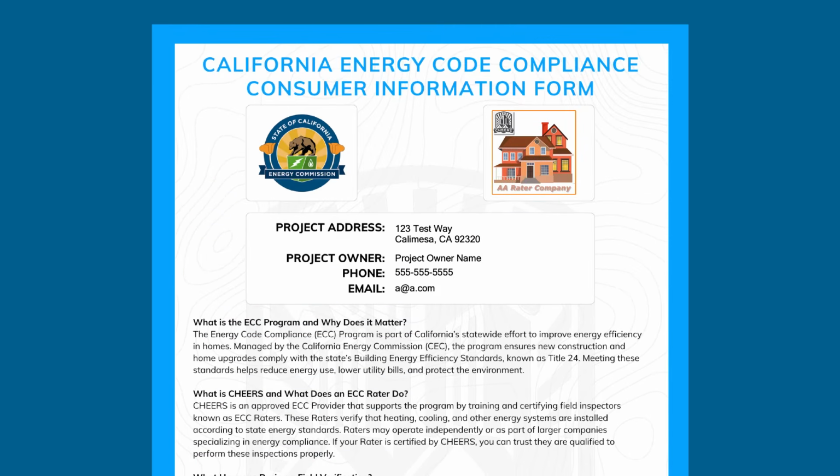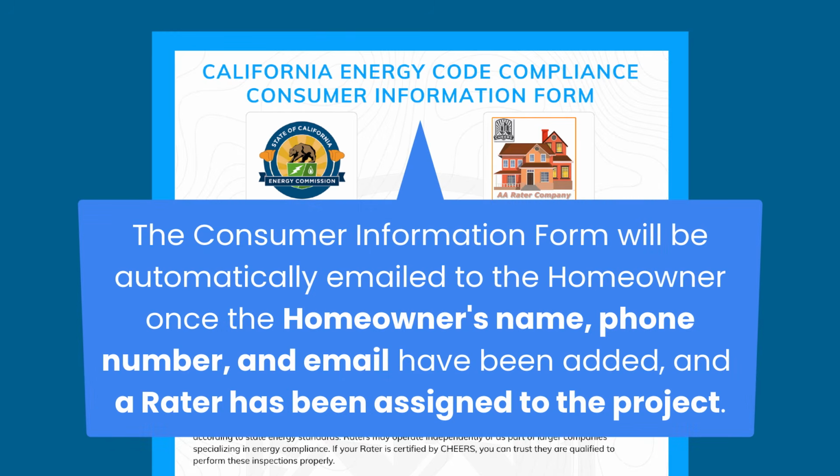A note that raters should be aware of about this document: the Consumer Information Form will be automatically emailed to the homeowner once the four required pieces of information have been collected and entered into the project. Once again, these are the homeowner's name, phone number, a valid email, and also that a rater has been assigned to the project. Once these four pieces of data have been entered into the project, it triggers the system to generate this document and email a copy to the homeowner.